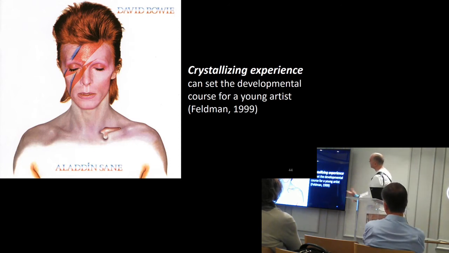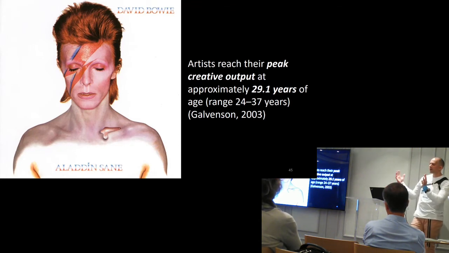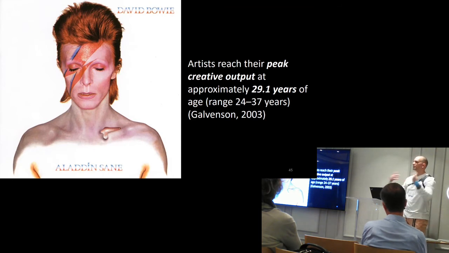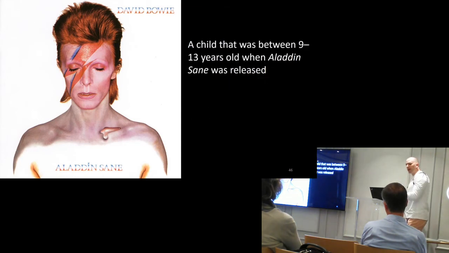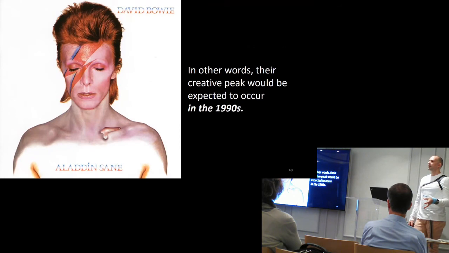And then finally, we have the finding that artists typically reach their peak creative output at approximately 29 years of age. Right? So around that 20 to 30s years they're usually their most prolific, usually their most productive. Put that all together, and we have the idea that a child between the ages of 9 and 13 when Aladdin Sane was released would reach their peak creative output 15 to 19 years later, when they were approximately 29 years old. 15 to 19 years later is the 90s, so we should see very influential artists in the 90s using this close-up eye asymmetry.